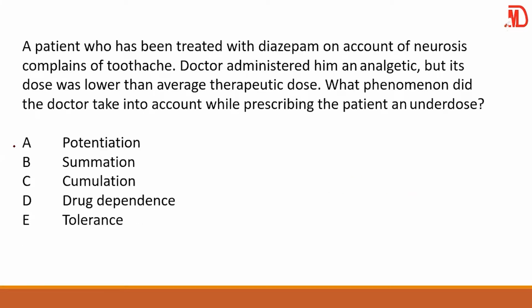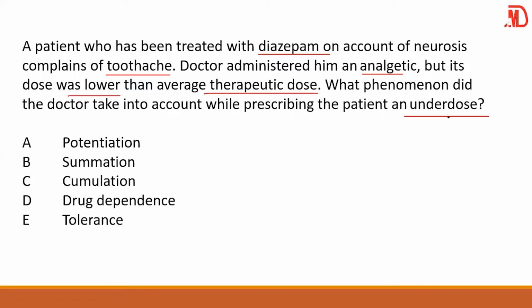A patient who has been treated with diazepam on account of neurosis complains of toothache. The doctor administered him an analgesic, but the dose was lower than the average therapeutic dose. That means they didn't give the normal dose for this patient. What phenomenon did the doctor take into consideration while prescribing the patient an underdose? This phenomenon we normally call what? Potentiating.